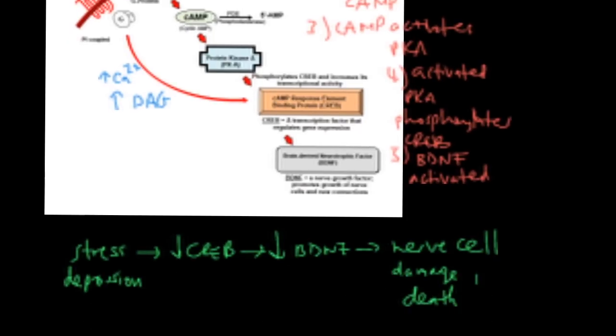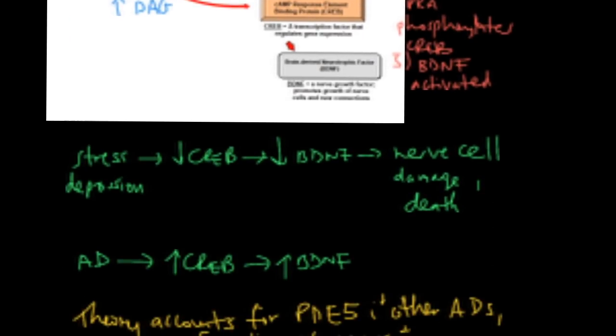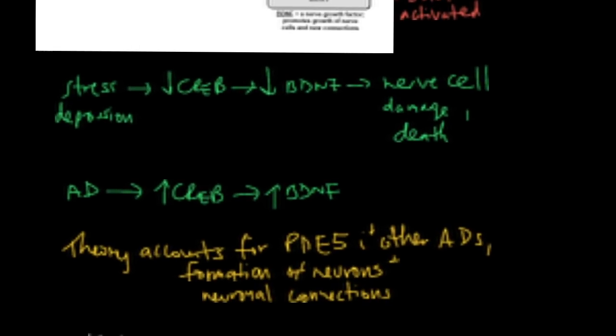It's found that stress and depression decrease CREB, which decreases BDNF, and therefore leads to nerve cell damage and death. However, antidepressants increase CREB, therefore increasing BDNF, therefore promoting the growth of nerve cells and new connections. So this theory accounts for the action of PDE5 inhibitors on depression and for other antidepressants. And it also accounts for the formation of new neurons and neural connections through BDNF, which takes about 2 to 6 weeks.